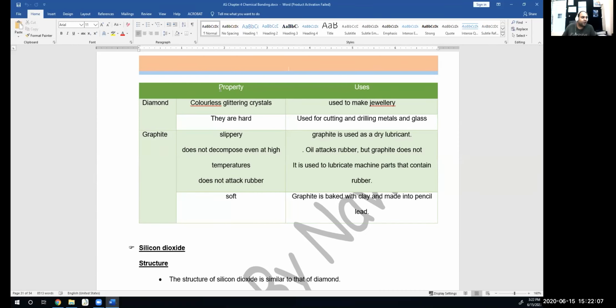So according to property, diamonds are colorless glittering crystals used to make jewelry. They're hard, therefore they're used for cutting and drilling metals and glass.